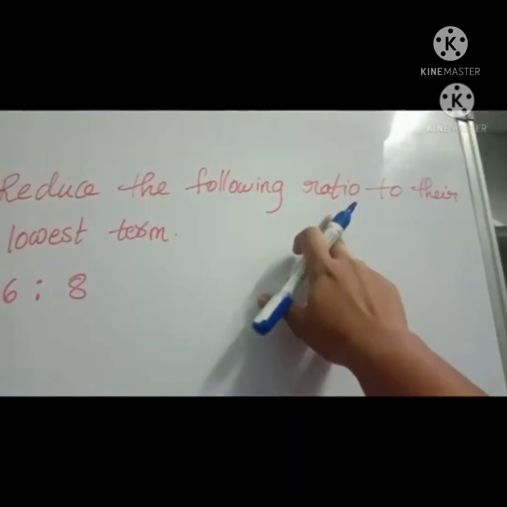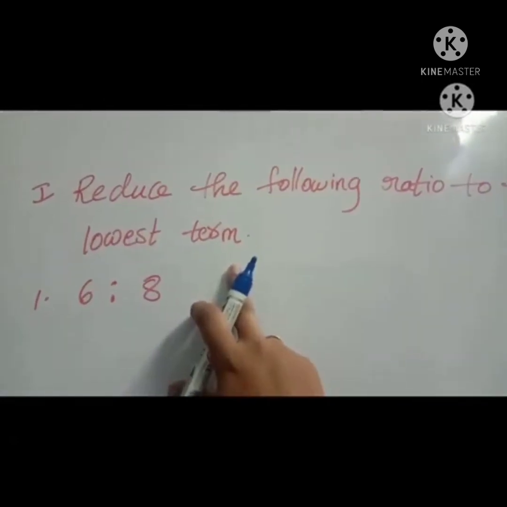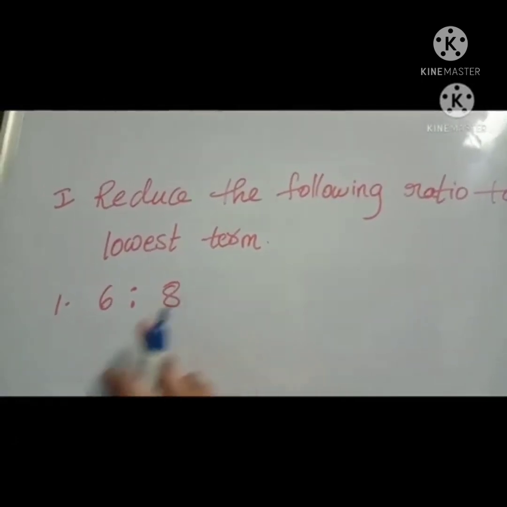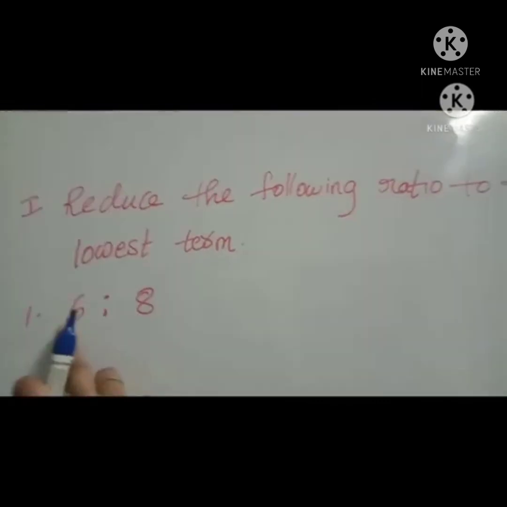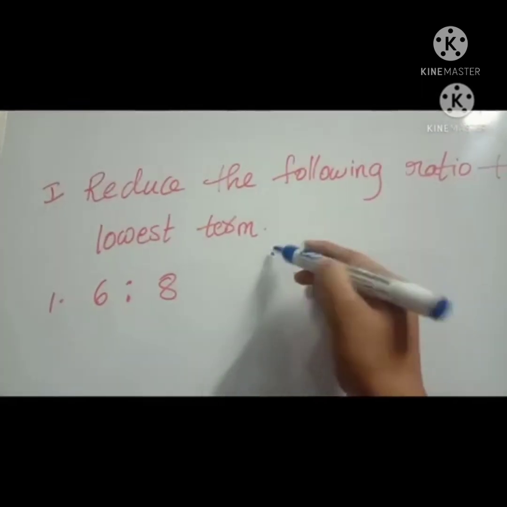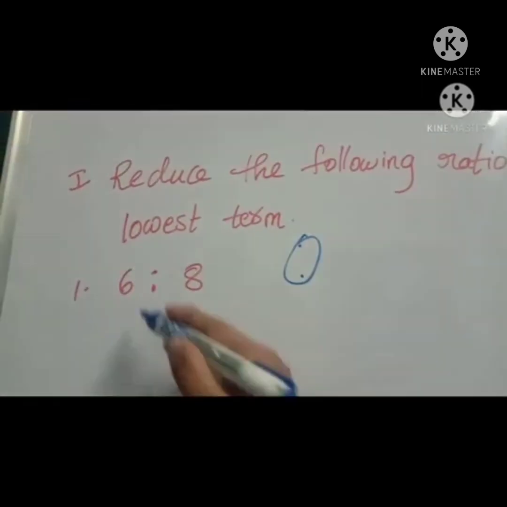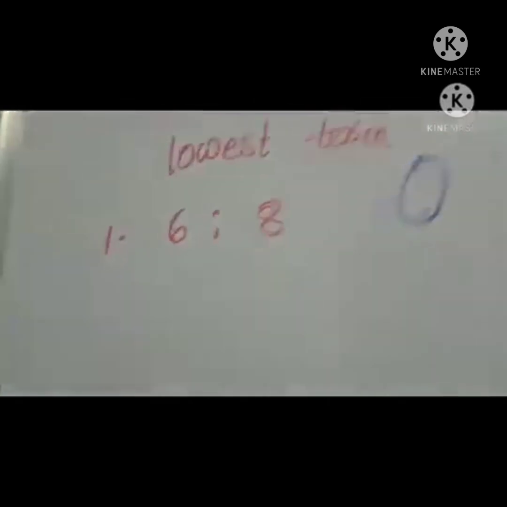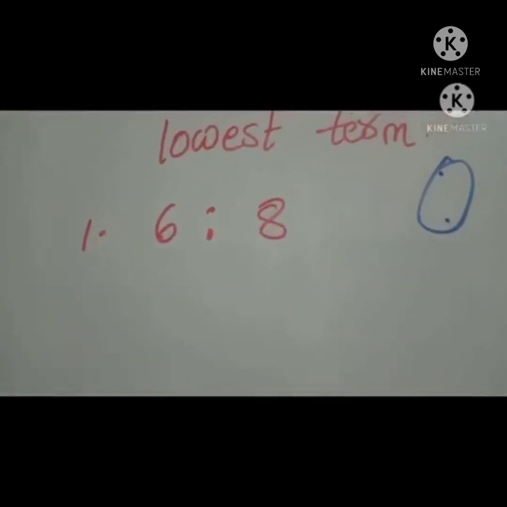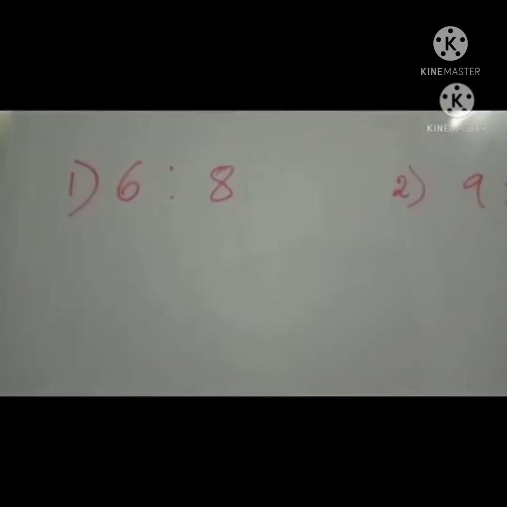Children, see here the first one. Reduce the following ratio to its lowest terms. What is the question here? 6 is to 8. What is the symbol of ratio? One dot above and one dot below. This is the ratio symbol. 6 is to 8. 6 and 8 are there in one table only. What is the table name?